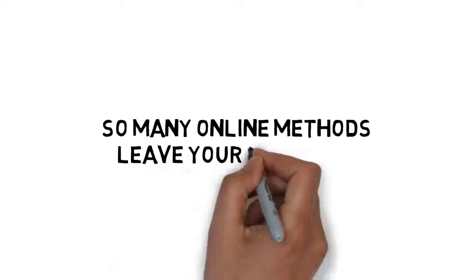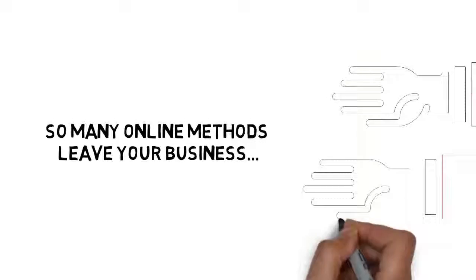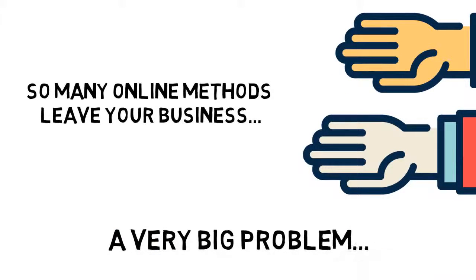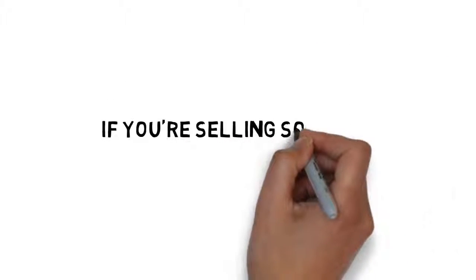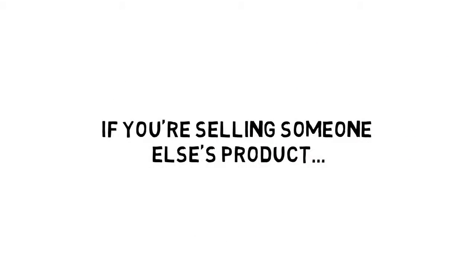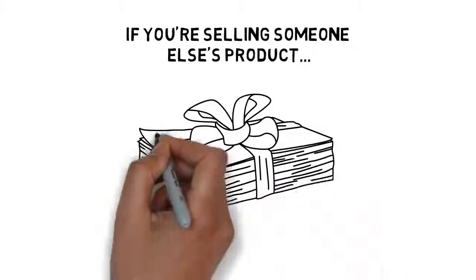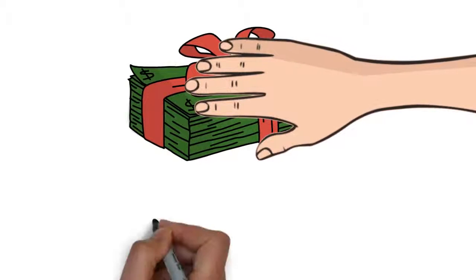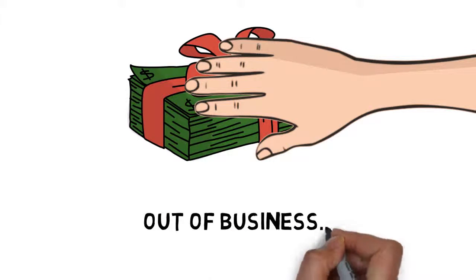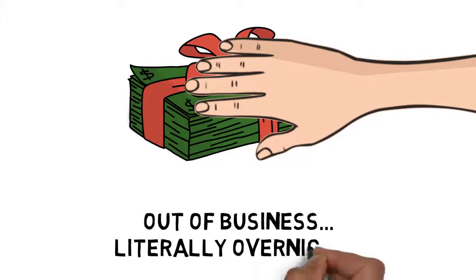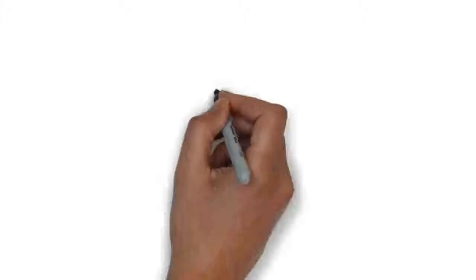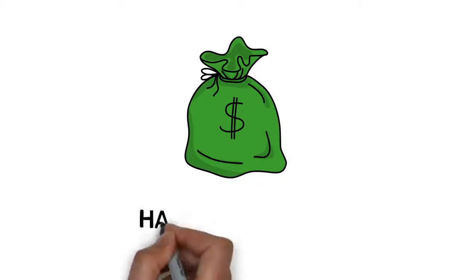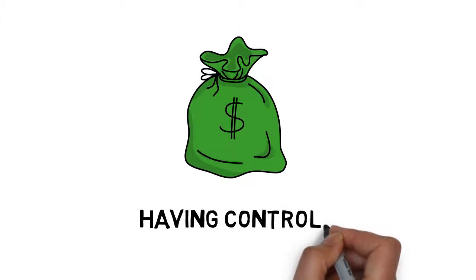So many online methods leave your business in the hands of other people. That can be a very big problem. For example, if you're selling someone else's product and they decide to change the commission level or stop offering the product, you could find yourself out of business. Literally overnight.